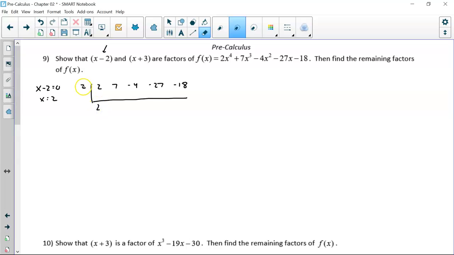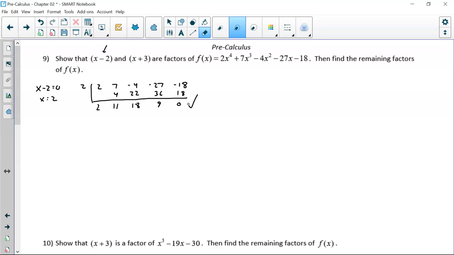Bring down the 2. 2 times 2 is 4. When we add, we get an 11. 2 times 11 is 22. When we add, we get 18. Times 2 is 36. When we add, we get a 9. 2 times 9 is 18. And you can see when you add, you get a 0 for our remainder. We just showed it's a factor.